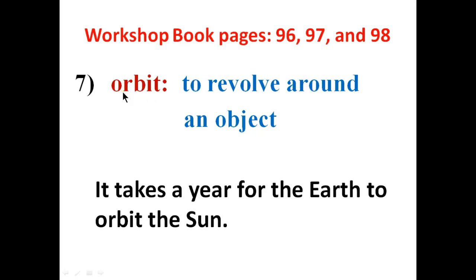Next word is orbit. The word orbit can be a verb or a noun. Here we are going to use this word as a verb. Please write the meaning: to revolve around an object. Now you are going to write the sentence. It takes a year for the earth to orbit the sun. I will repeat. It takes a year for the earth to orbit the sun.